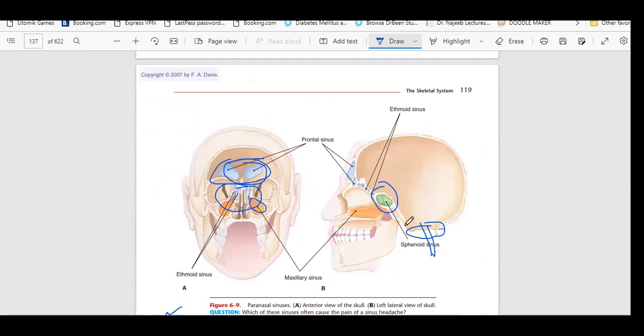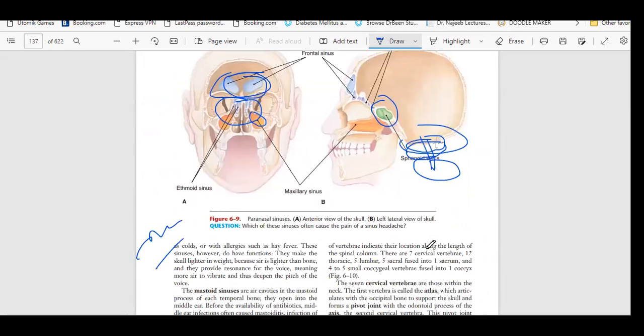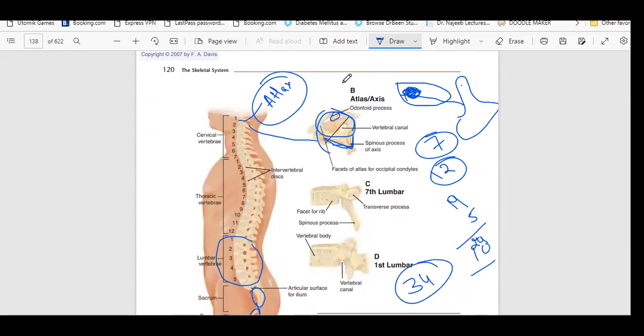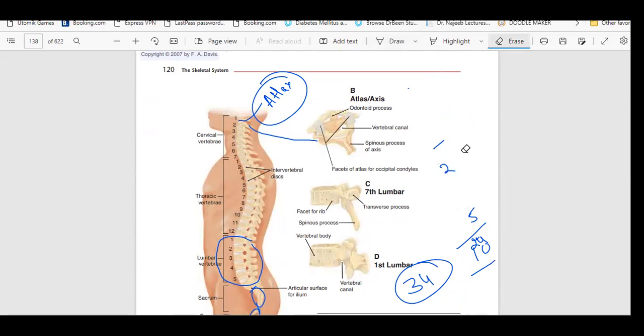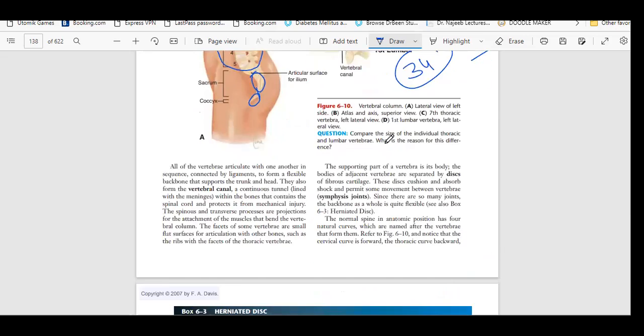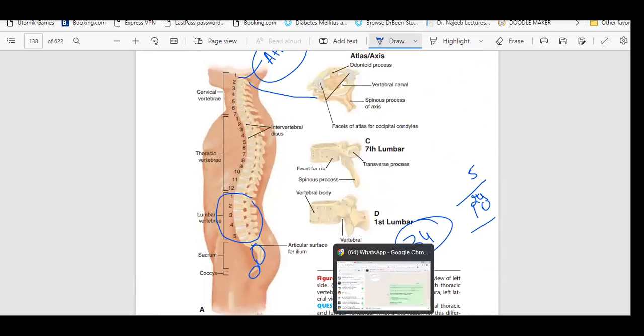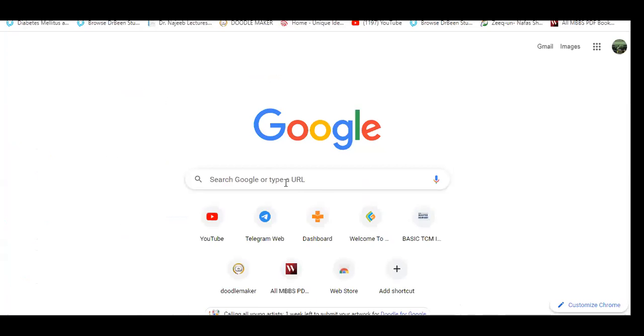First we have the occipital bone. In that we have the atlas. Next we have the axis. In the axis we have the odontoid process. So this is the odontoid process. This is the atlas, this is the axis. Let's see in another image.